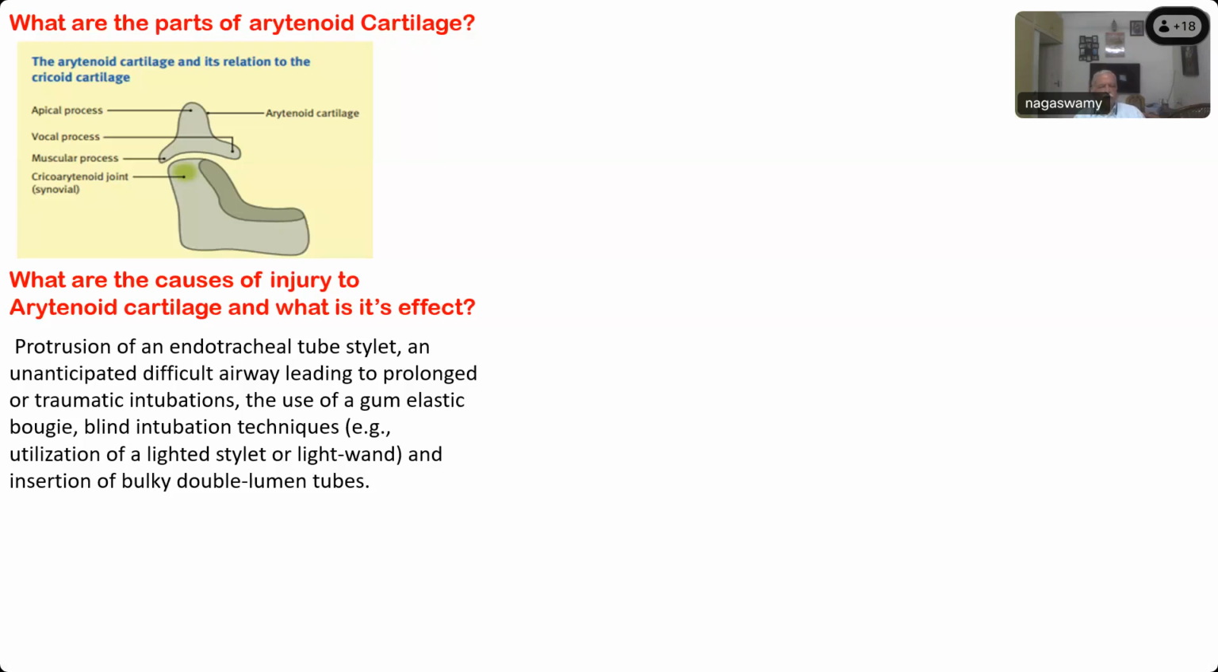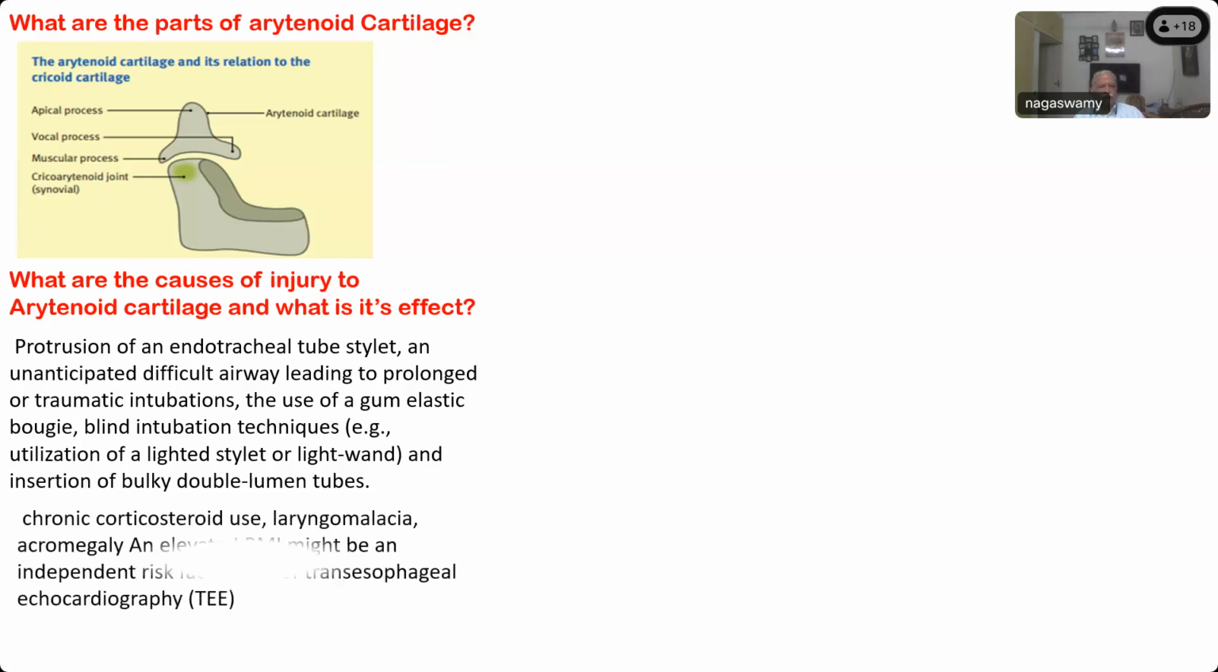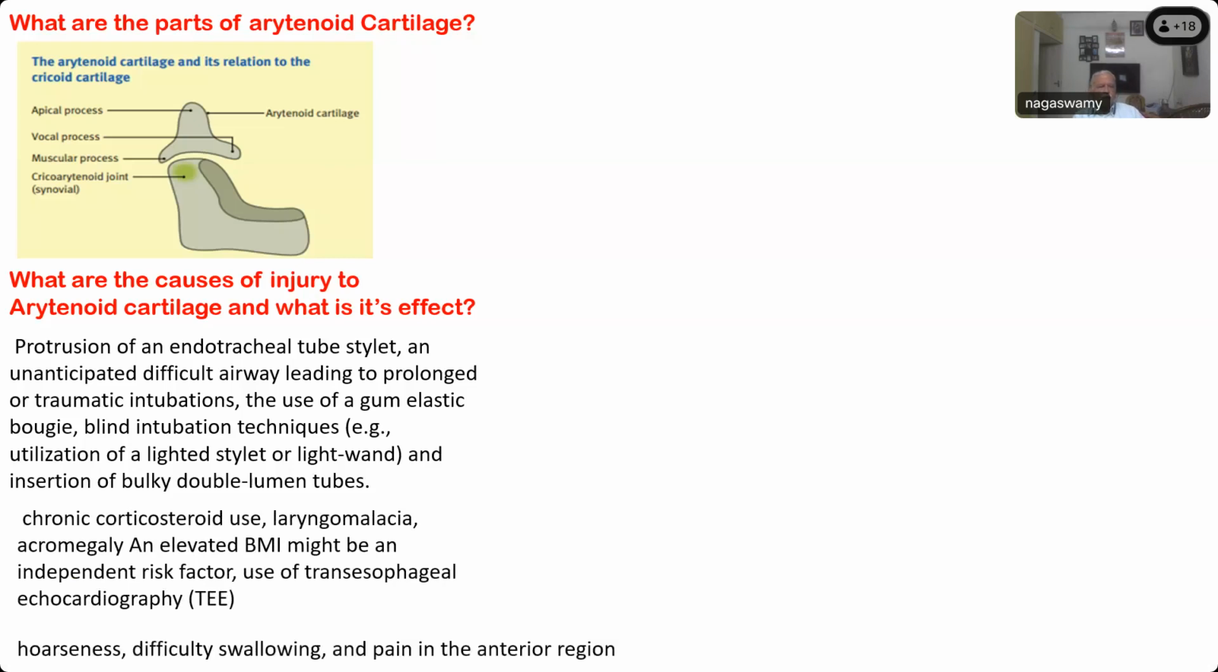And when it is injured, what will happen? What will be the effect of injury or a fracture to the arytenoid cartilage? Chronic corticosteroid use, laryngomalacia, and acromegaly with an elevated BMI also can be independent risk factors, as well as transesophageal echocardiography. These are all the causes of injury to the arytenoid cartilage, and the effect will be hoarseness of voice, difficulty in swallowing, and pain in the anterior region of the neck. Very rare, of course, but cases have been reported where arytenoid cartilage injury has occurred because of all these conditions.